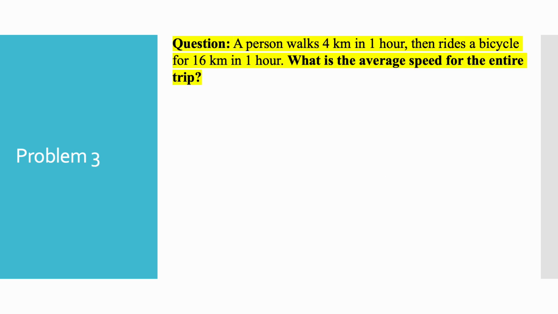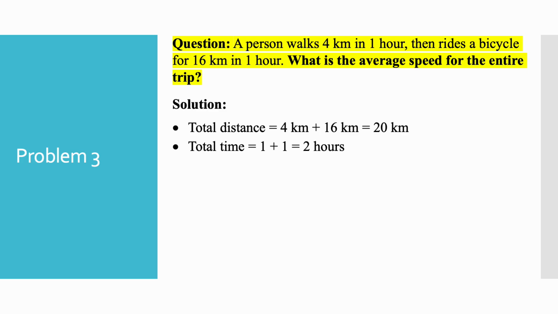Next problem. A person walks 4 kilometers in 1 hour, then rides a bicycle for 16 kilometers in 1 hour. What is the average speed for the entire trip? So the total distance is 4 kilometers plus 16 kilometers, which is equal to 20 kilometers. The total time is 2 hours. Let's use the formula for average speed. Average speed is equal to total distance divided by total time. The total distance is 20 kilometers and the total time is 2 hours. So 20 divided by 2 gives you 10 kilometers per hour.